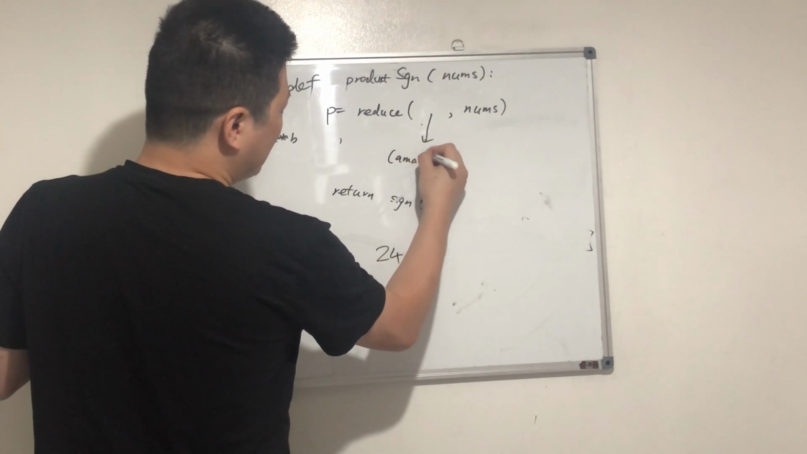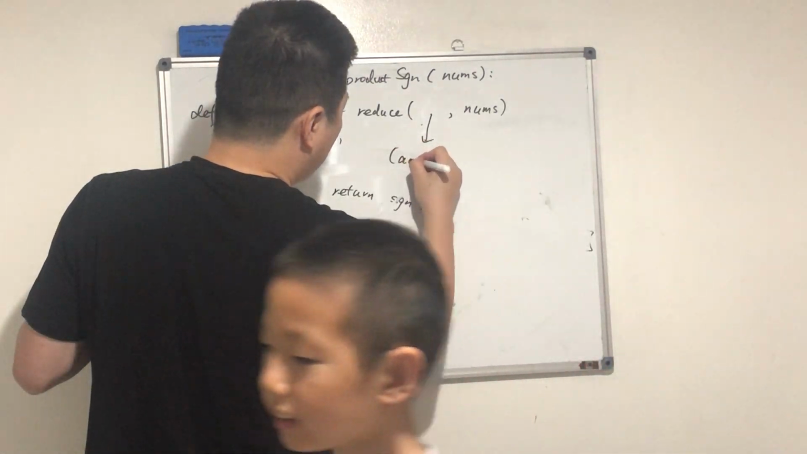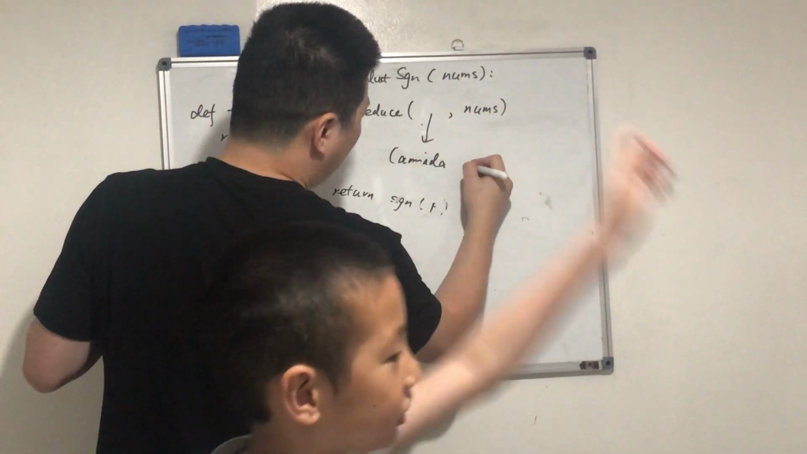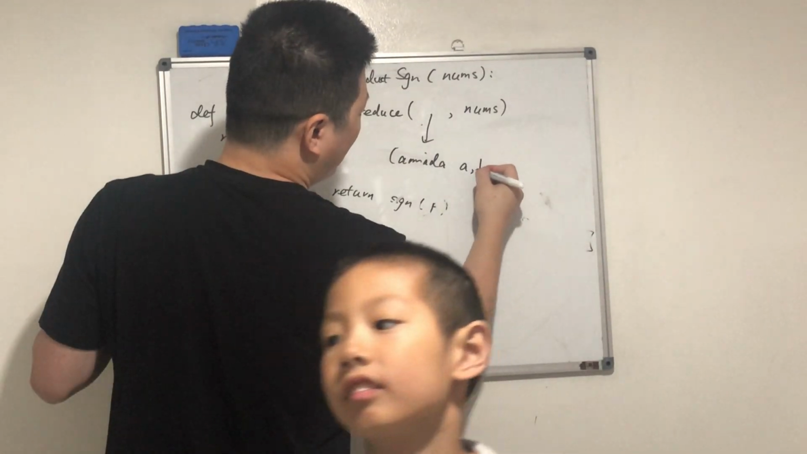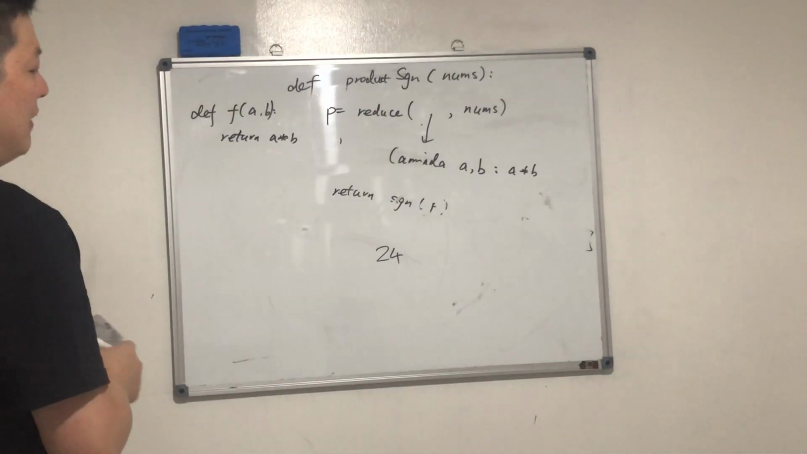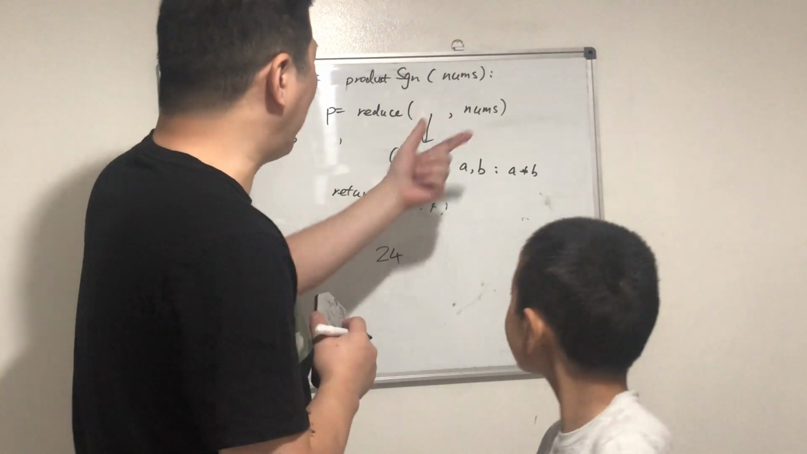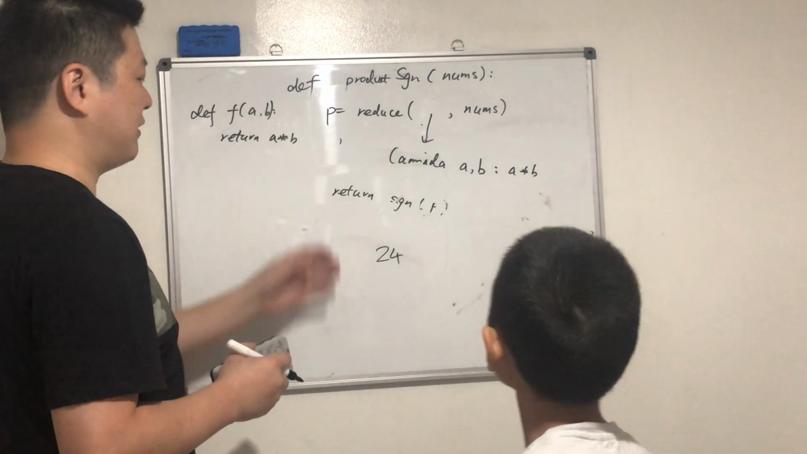Lambda is a shorthand for this function, yeah? Lambda a, b: a times b. Okay, so the initial value is 1 for the reduce, and we can use this.